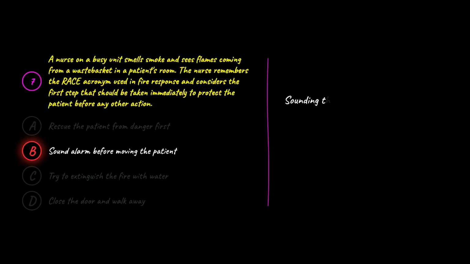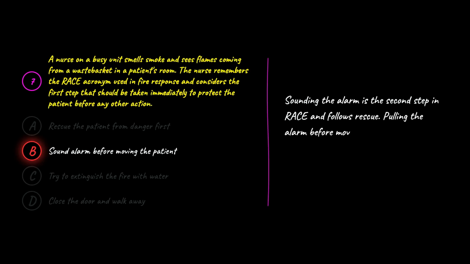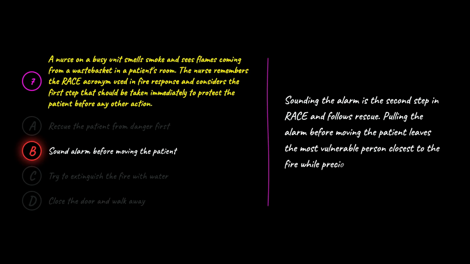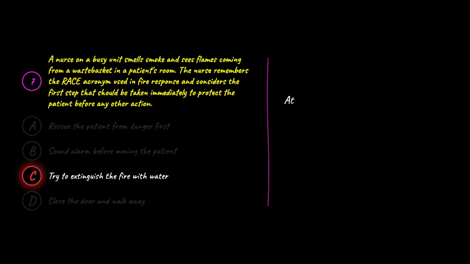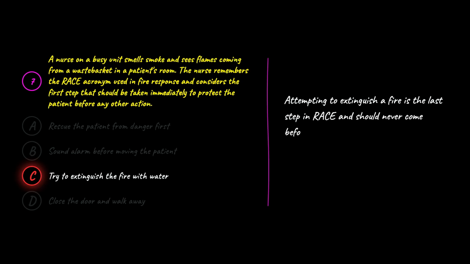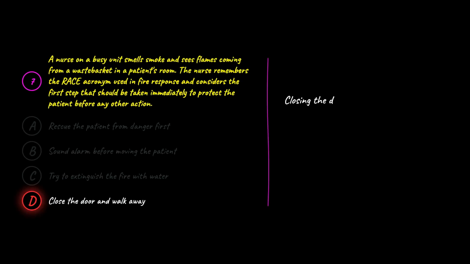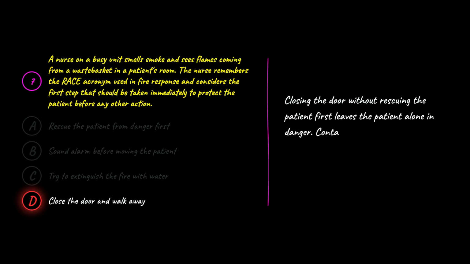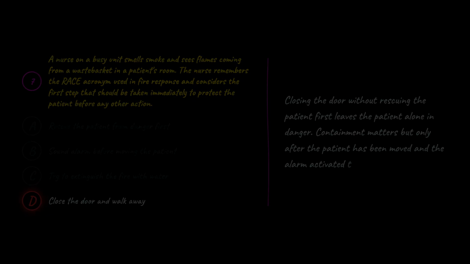B is wrong because sounding the alarm is the second step in RACE and follows rescue. Pulling the alarm before moving the patient leaves the most vulnerable person closest to the fire, while precious seconds are spent on signaling. C is wrong because attempting to extinguish a fire is the last step in RACE and should never come before rescue. Water also is not safe on every fire type, so extinguisher selection matters too. D is wrong because closing the door without rescuing the patient first leaves the patient alone in danger. Containment matters, but only after the patient has been moved and the alarm activated to bring help.